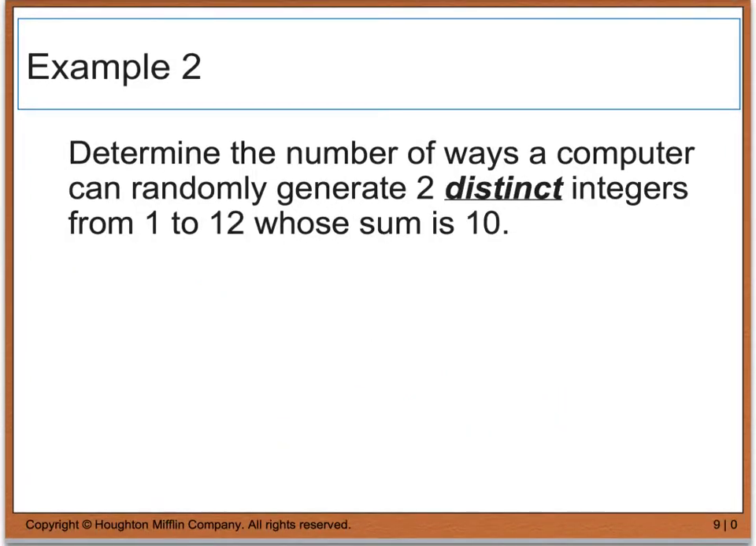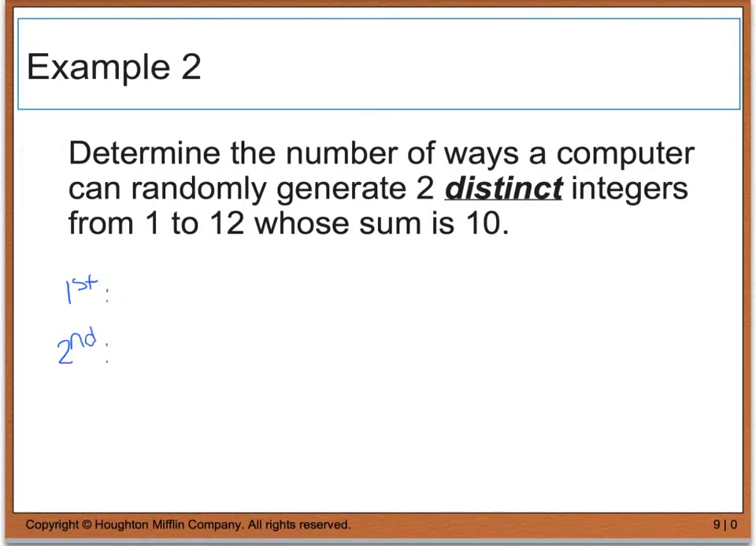Now example 2 says, to determine the number of ways a computer can randomly generate two distinct integers from 1 to 12 whose sum is 10. Now distinct means that I have to have two different numbers that are drawn. I can't have the same number as we did in example 1 with the number 3. So I'm again going to list these out. I'm going to have the first number that's drawn and the second number that's drawn.